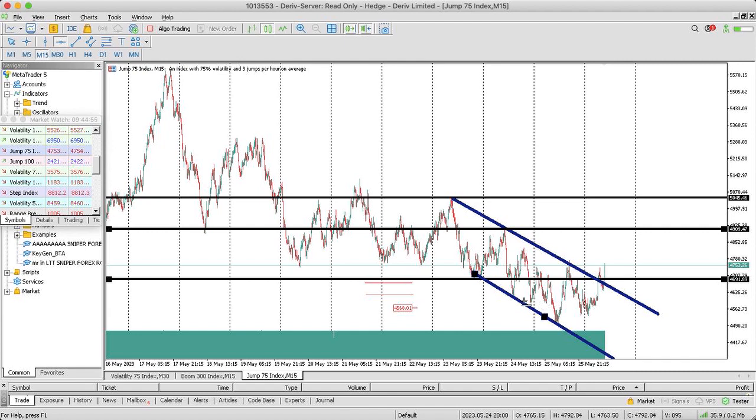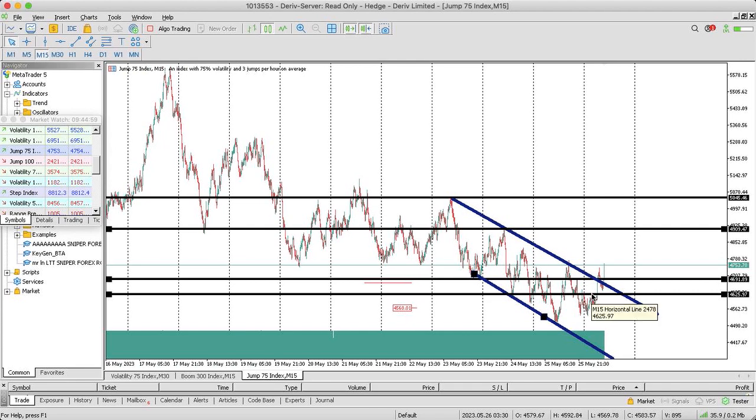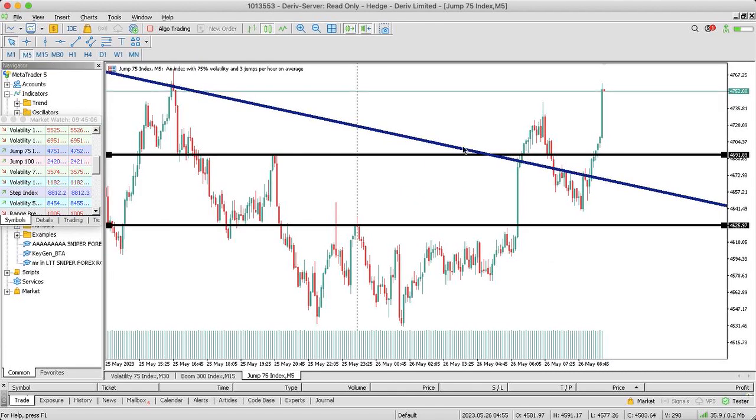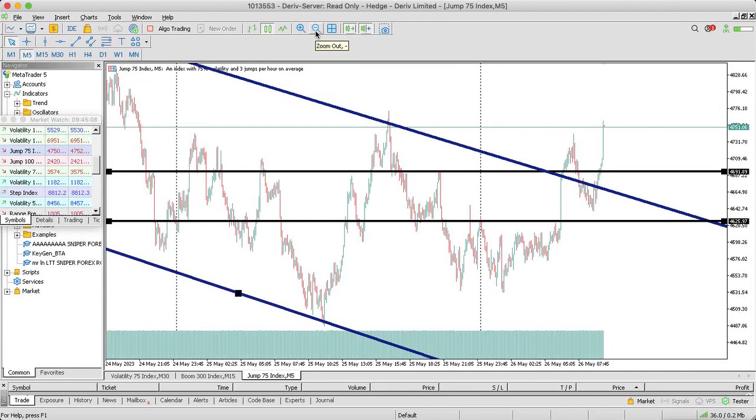Yes, here. At this line. Exactly here. But this is for scalping. Let me just zoom in so you can see what I'm talking about. Let me actually change the time frame to the 5 minutes time frame so you can see what I'm talking about. I want to talk about scalping right now.